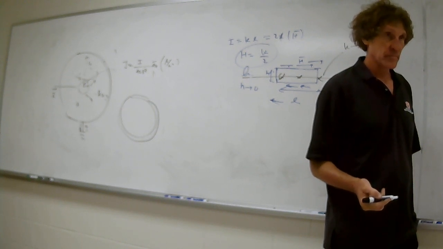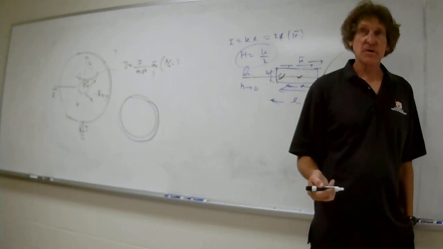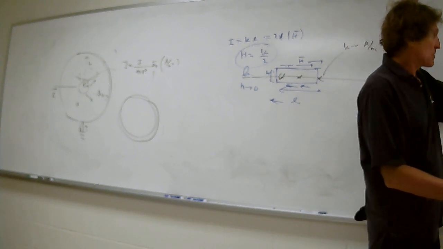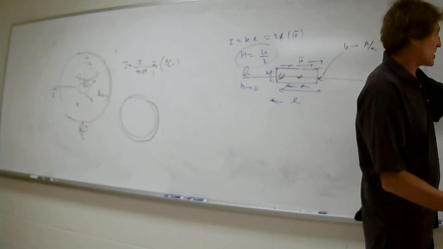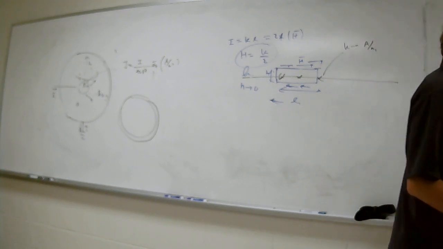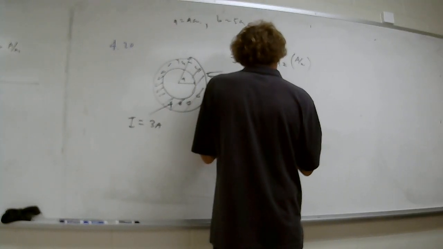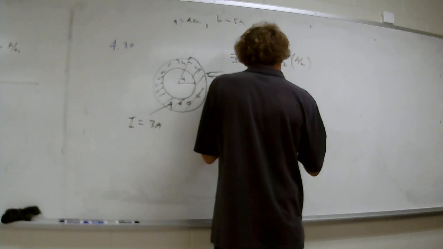Pi times b squared minus a squared. That's right. Pi b squared would be the total area there. Then you subtract off the inner core, pi a squared. So J itself becomes I over pi times b squared minus a squared.